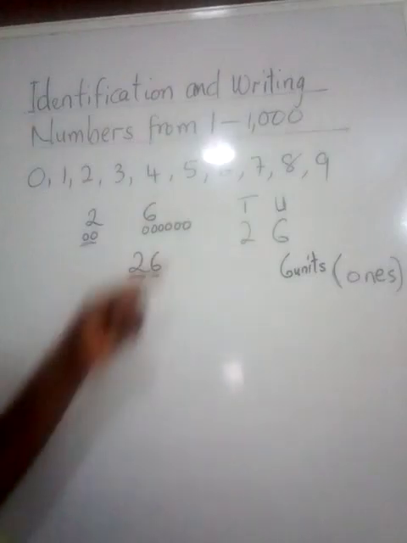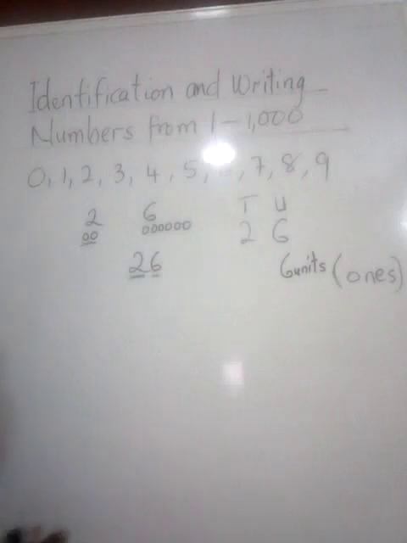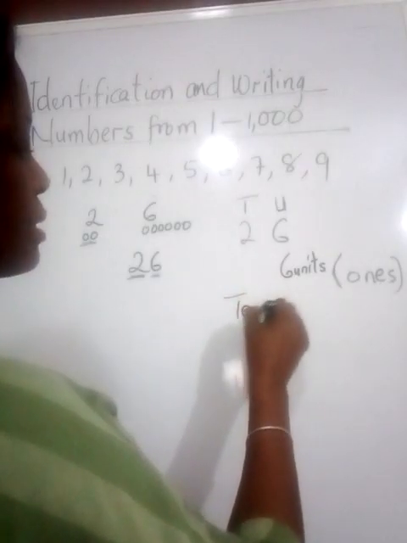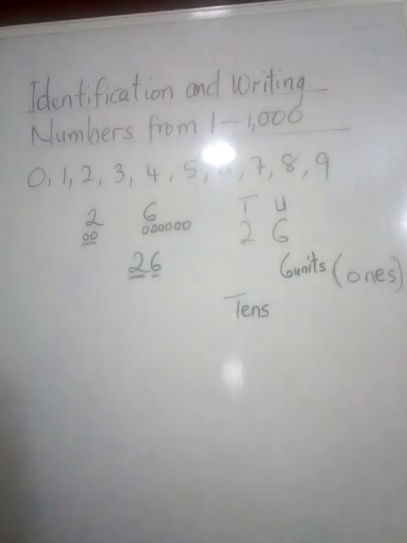Now we come to the 2. This 2 is under T. That T you're seeing there represents tens. Where do we get our tens from?